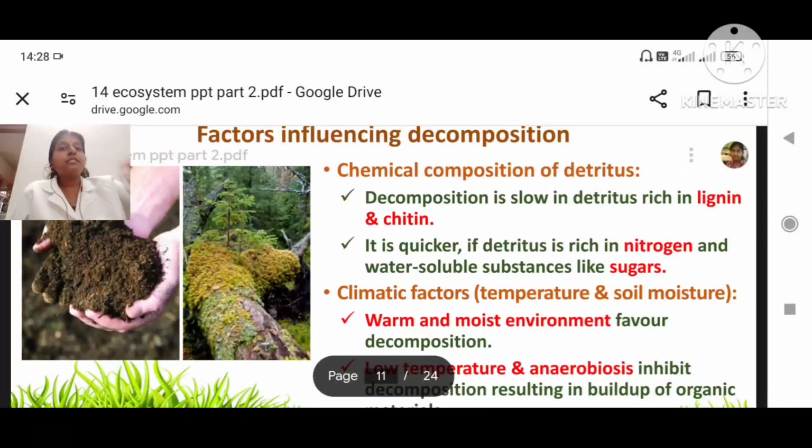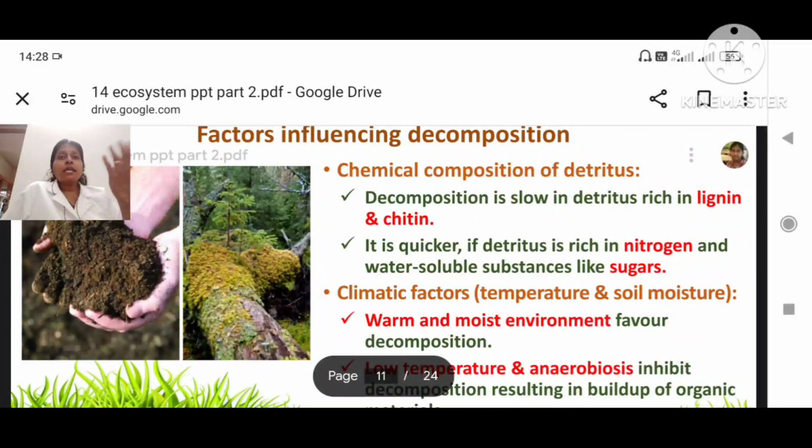If a substance, detritus, is made up of some substances like lignin, chitin, which is very hard in nature, then decomposition will take time. Okay. It will be very slow, because the detritus is having lignin, chitin, whatever you call. So that is harder substances, harder chemical compounds. So to break down them, it will take time. So the decomposition will be slow.